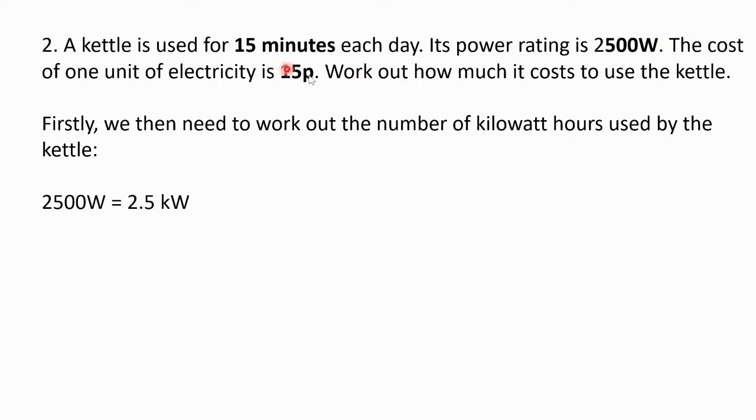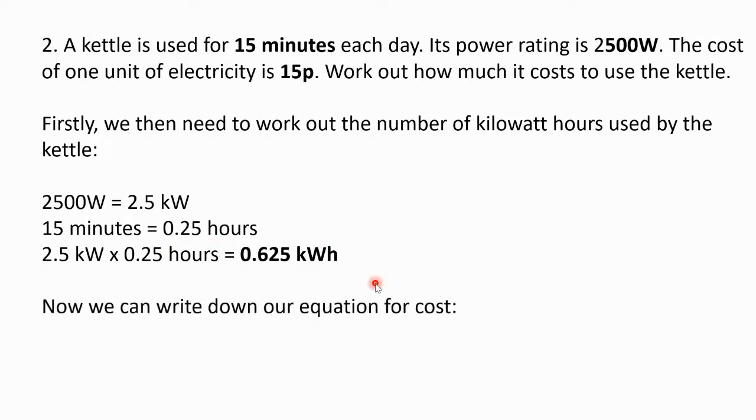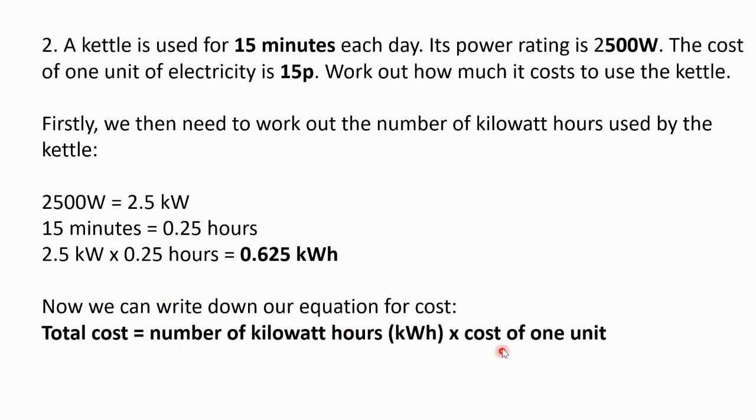15 minutes, well, this is not in hours, we need to convert it to hours. We know there's 60 minutes in 1 hour, so 15 minutes is 0.25 hours. So therefore, the number of kilowatt hours is these two numbers times together, 2.5 times 0.25, which is 0.625 kilowatt hours. And now we know that cost is obviously the number of kilowatt hours times by the cost. So we're going to write this equation down, put in our numbers, and we get our cost.